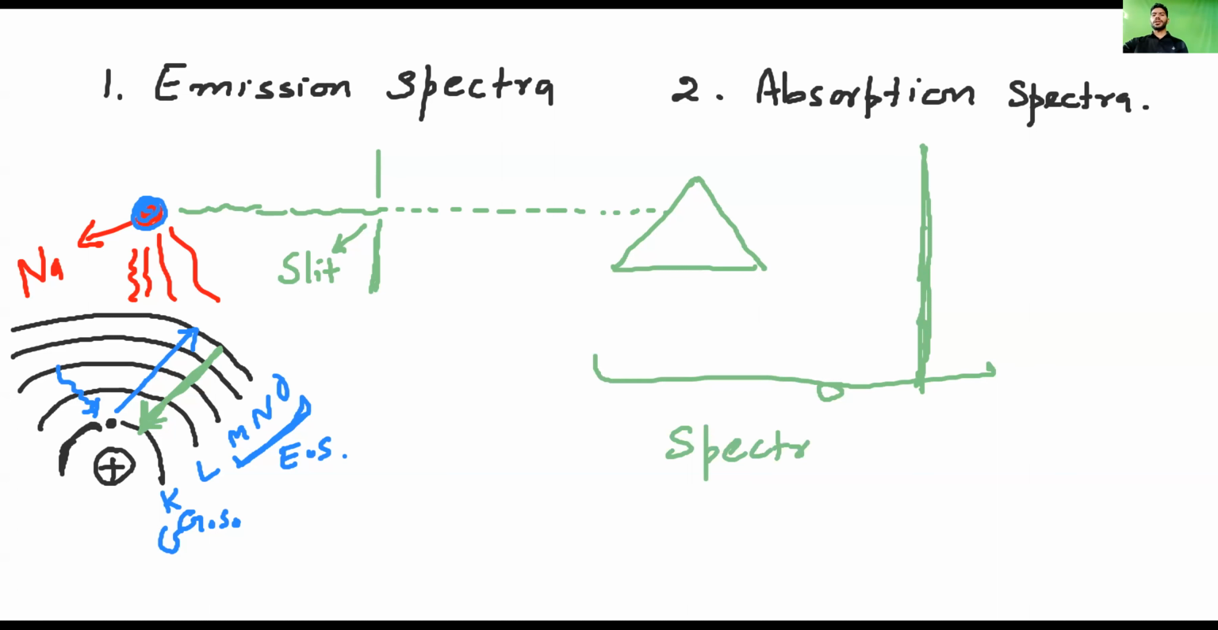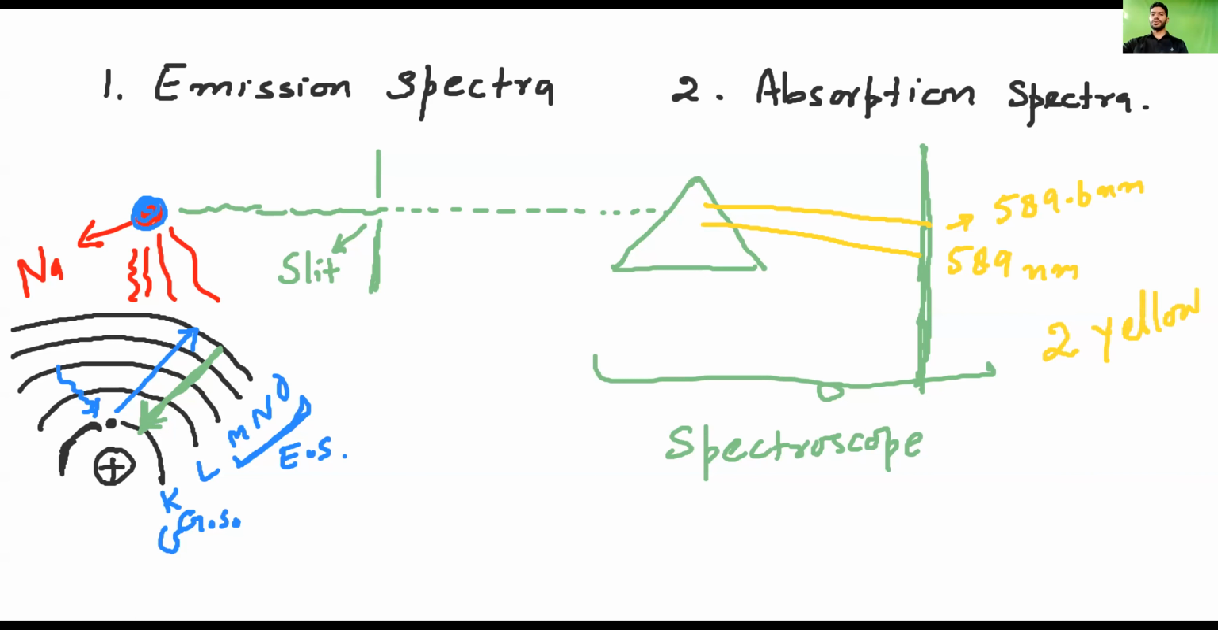So what we observe here is two yellow lines. So I will just show it here. Let's say this is one of my lines here, and let's say this is my other line. It is at 589 nanometer, and the second line is observed at, let's say, 589.6 nanometer. So they have different wavelengths. They are obtained at different wavelengths. Otherwise, both of these are yellow lines. So in the case of sodium, we get two yellow lines in its spectra.